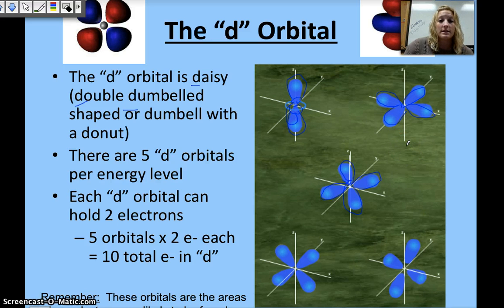Remember, this is just places where electrons can be. As you get further away from the nucleus, there's more places where the electrons can be. There are 5 d orbitals, or 5 daisies, that can fit around the nucleus per energy level. And so if each one is holding 2 electrons, every d, or daisy shape, can hold 10 electrons total. So S's can hold 2, P's can hold 6, and D's can hold 10.